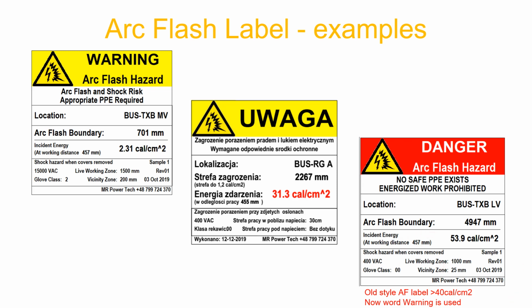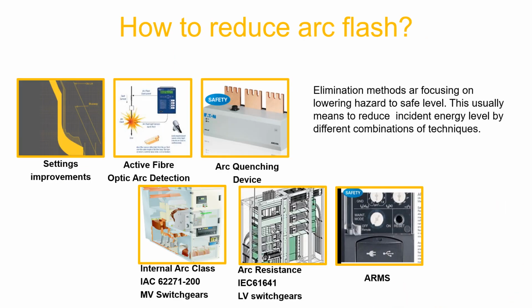So this is changed. And now I will talk a little bit about how to mitigate and reduce the arc flash. Of course, as a base, we talk about settings improvements. I do it in the report as part of elimination, because usually it's possible and feasible. It's no problem. If we cannot fix it, we try to start with active fiber optic detection. Then we can also use arc quenching devices. It depends, multiple companies do it. I used to work at Eaton, so I have it here.